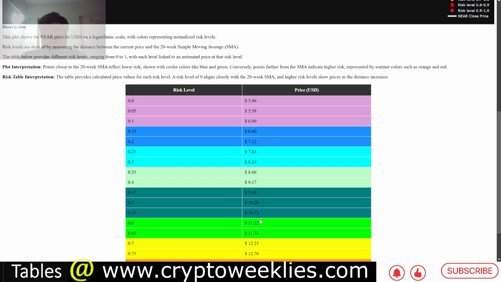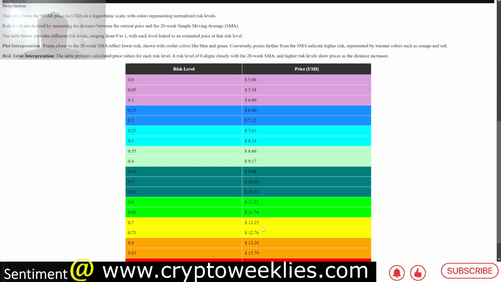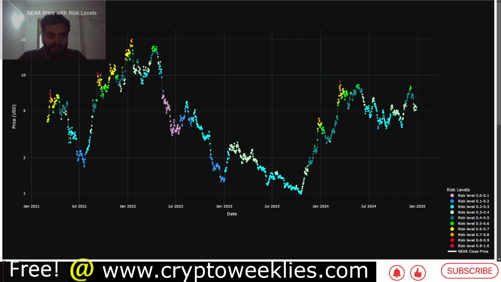The moderate target for NEAR is between $11.22 and about $13.78 in terms of the next 20 weeks worth of guidance for the model. And the higher end is at around between $14.30 and $15.